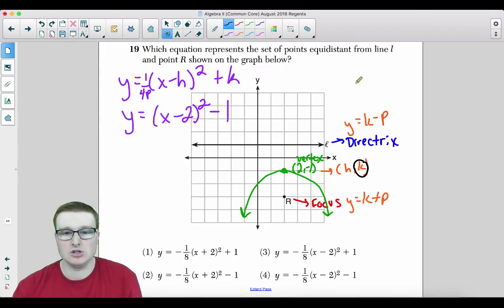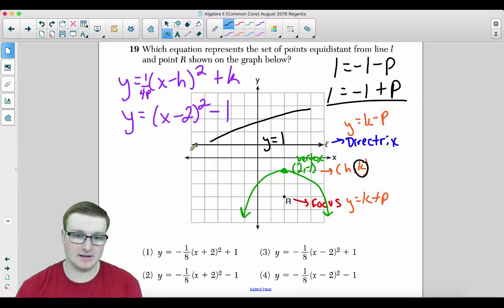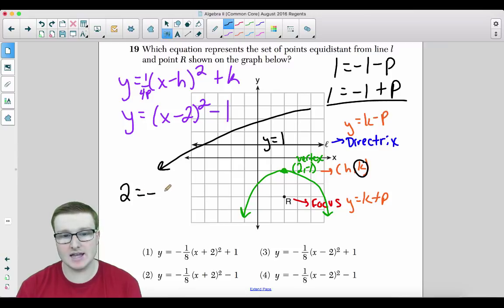Here we go. And we also have our y value. The y value in this case is 1, right? Because this line is y equals 1. Beautiful. So we have 1 equals, the k value is -1, so we have -1 minus p. And down here, the focus, well, y is still 1. So 1 is equal to the value of k, -1 plus p. All right, let's go ahead and solve for p. So when we add those up, we get 2 equals -2.